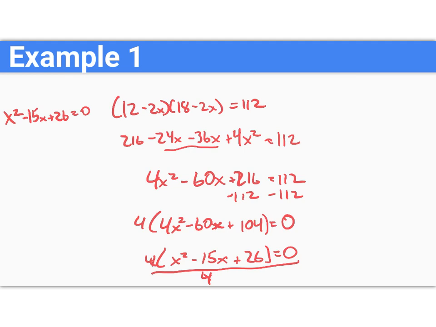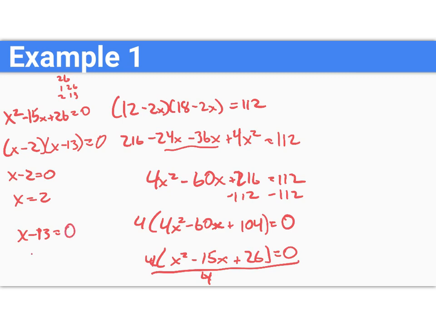What are the factors of 26? 1 and 26, 2 and 13. 2 and 13 add to 15. Okay, so my factors are going to be x minus 2 and x minus 13. Set that equal to 0. Okay, I get x minus 2 equal to 0, which gives me x equals 2. And then I get x minus 13 equal to 0, so x equals 13. Okay, so the sides of the flaps.